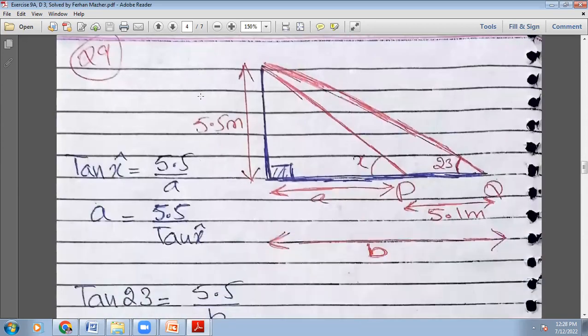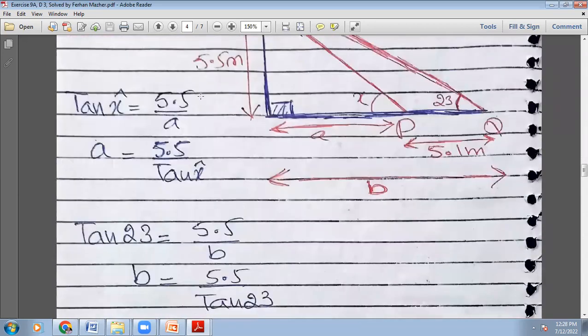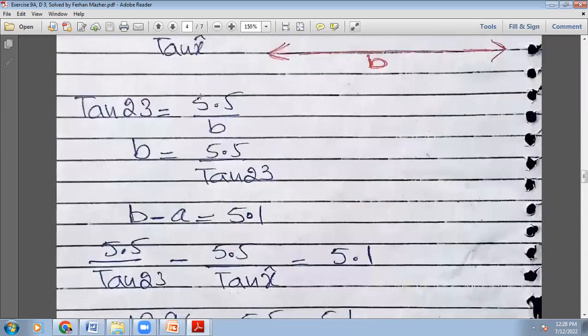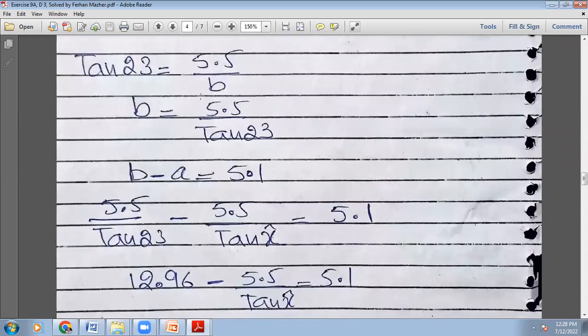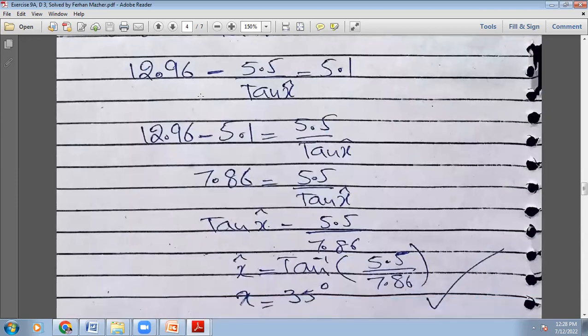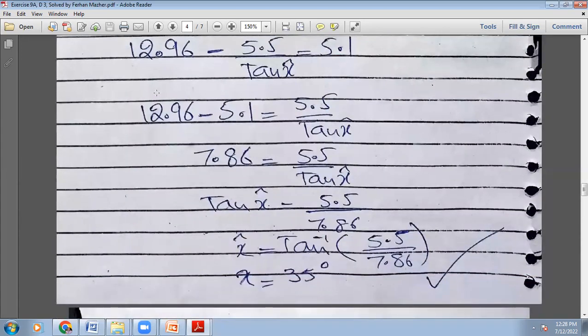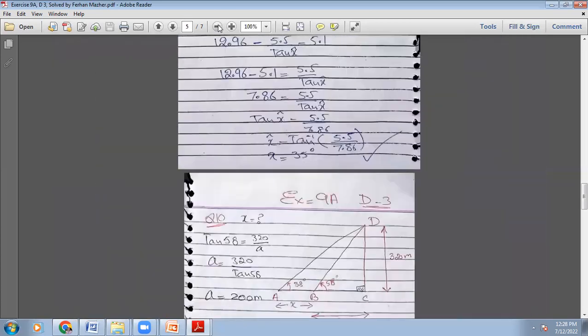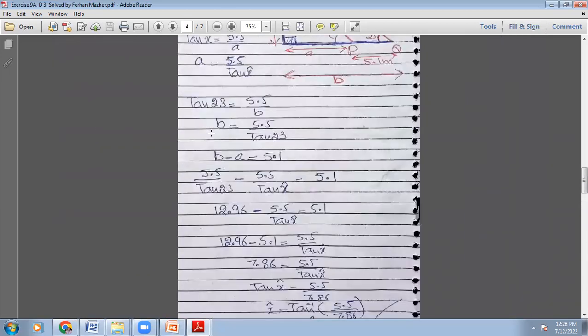Okay, so let me show you again. This is how it is done. And that's the last part. And this is the whole question which is showing up.